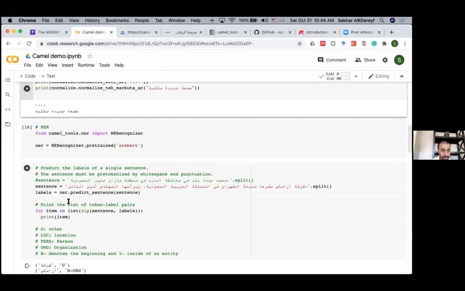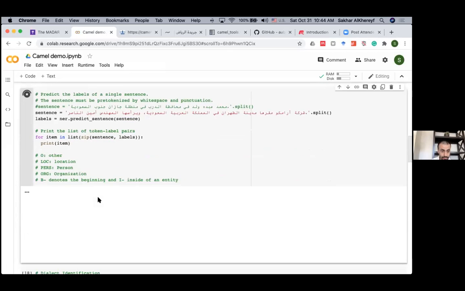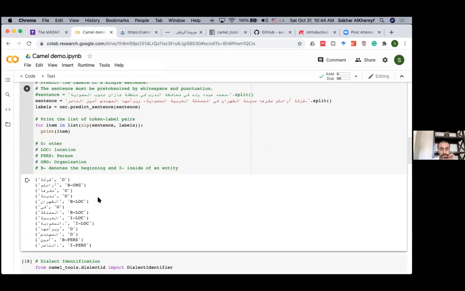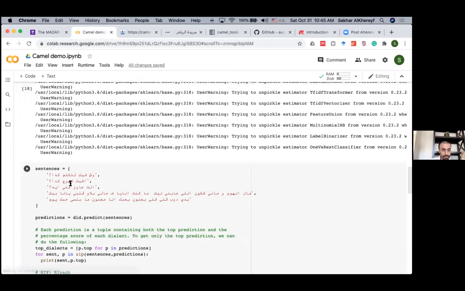Here you have named entity recognition. Like in this example, شركة أرامكو مقرها مدينة ظهران, etc. So Aramco is recognized as an organization, Dhahran as a location, and Amin and Nasser as a person.